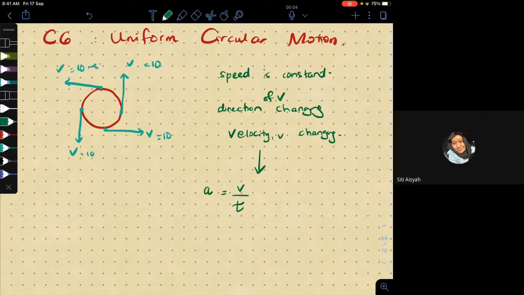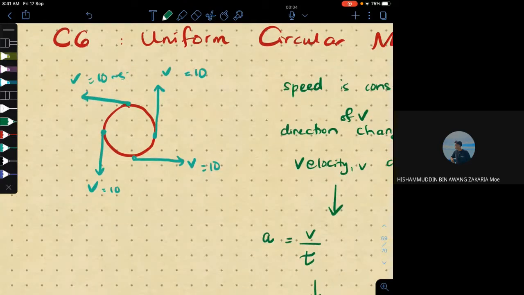Lepas tu dia dapati dekat mana arah acceleration dia tu. Siapa nak jawab yang ni? Where is the direction of your acceleration? Ke dalam circle tu, radius. Okay, very good. Where is the direction of A? So ke dalam kan? Arah A kita ke dalam, arah A kita ke dalam, arah A kita ke dalam. Ni secara semula jadilah benda ni berlaku.